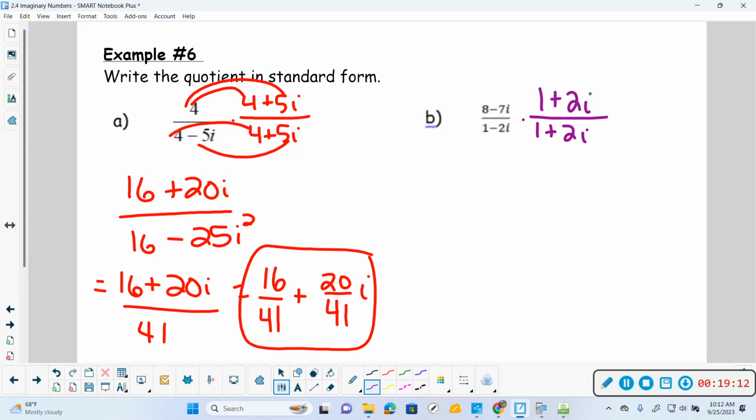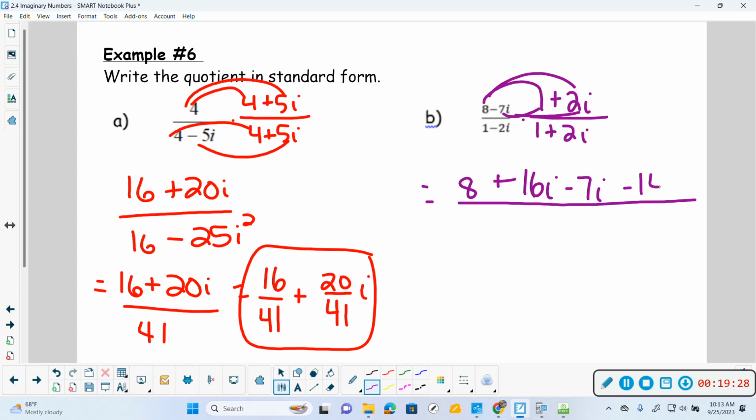And I'm kind of making a face because I'm like, oh gosh, we got a long fraction, a lot of foiling on the top. 8 and 1, 8 and 2i, -7i and 1, -7i and 2i. Now, of course, the bottom, same spiel, middles will cancel, 1 and 1, -2i, -2i.